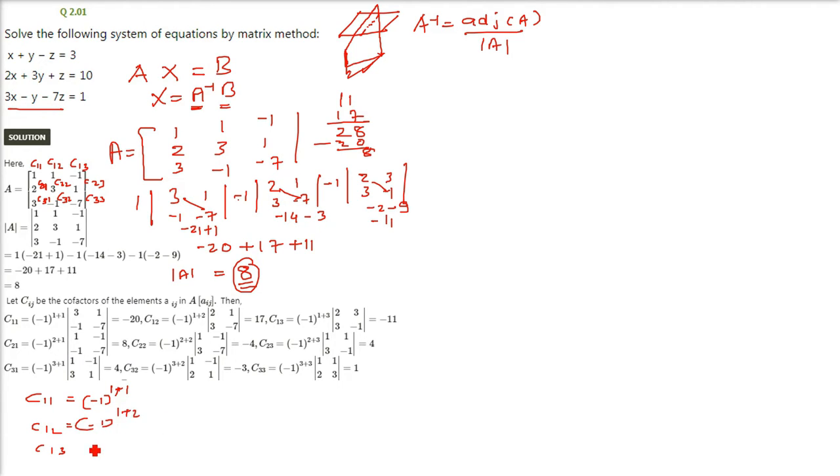Then we have minus 1 to the power 1 plus 3. This will be done for all the values, right? I'm just showing you 3 of them. So minus 1 to the power even will always be 1. Minus 1 to the power odd will always be -1.